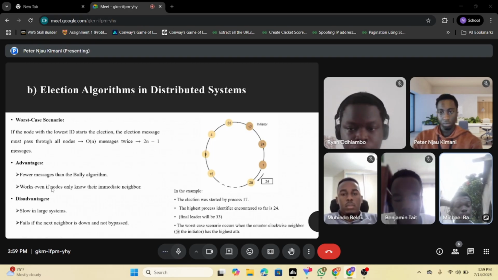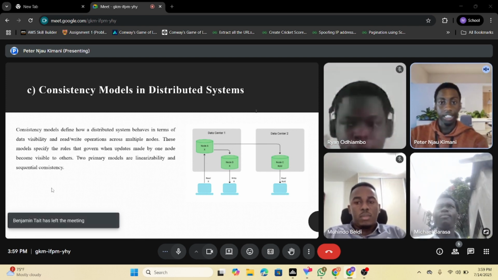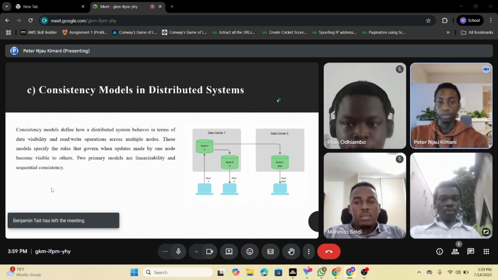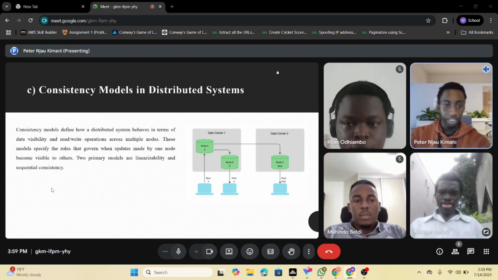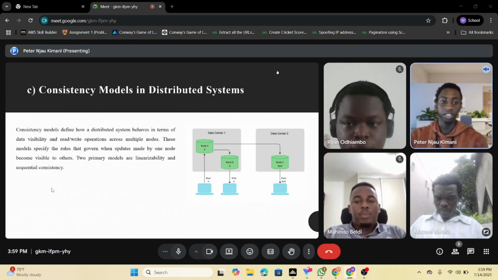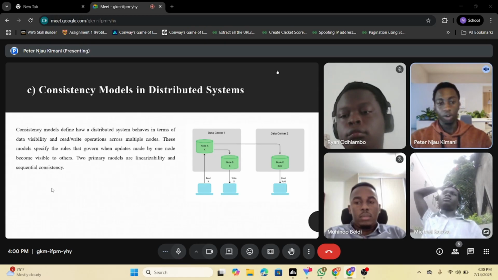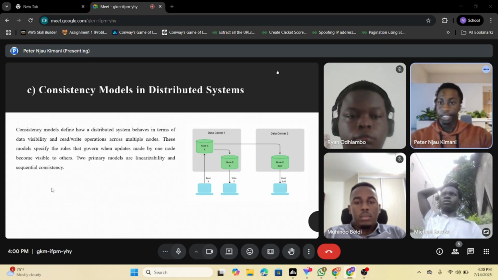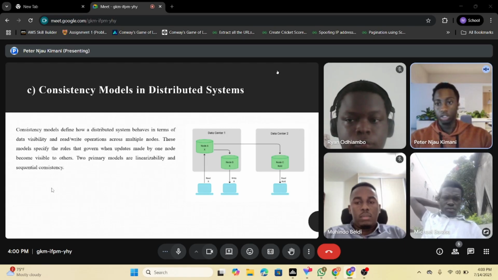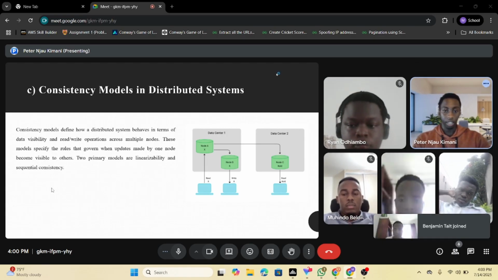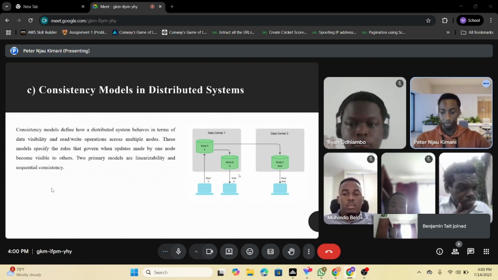all of them. Next. So consistency models in distributed systems. Consistency models define how a distributed system behaves in terms of data visibility and read and write updates across multiple nodes. So essentially, consistency models define the rules for how read and write updates should be shared across a distributed system.